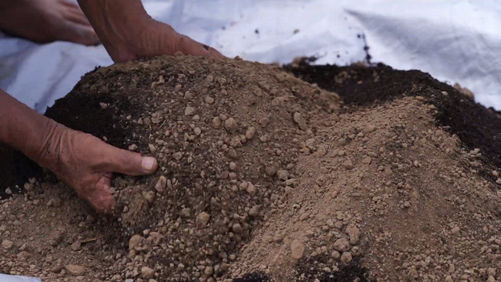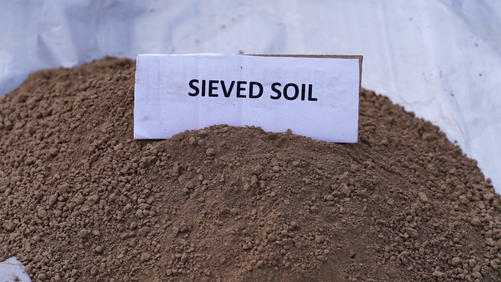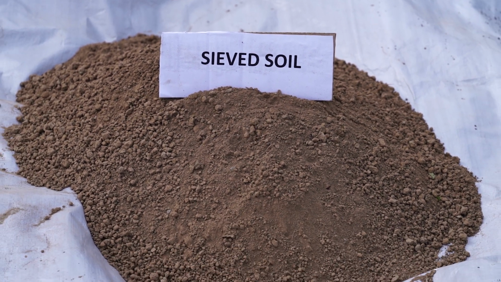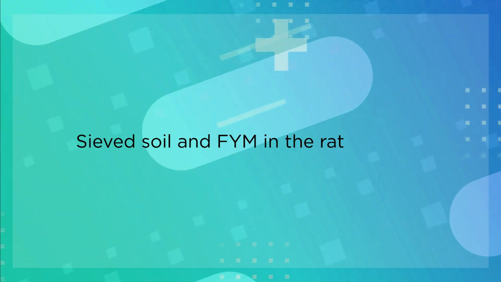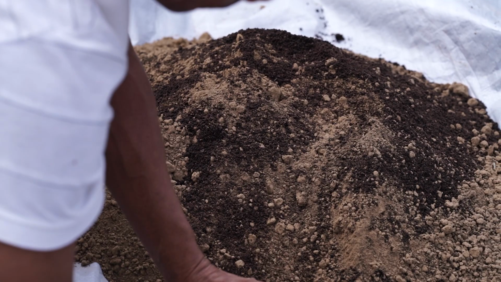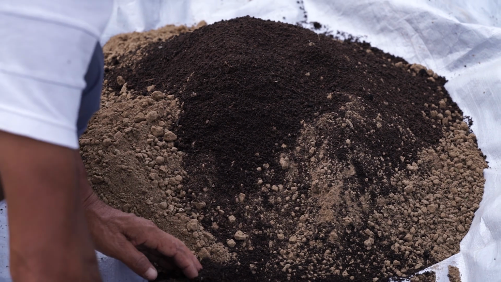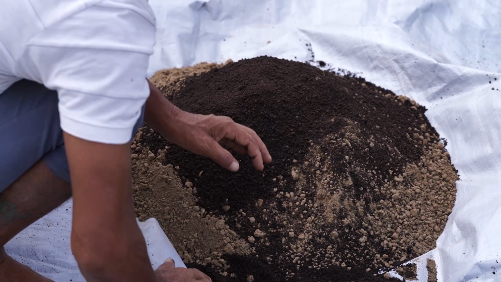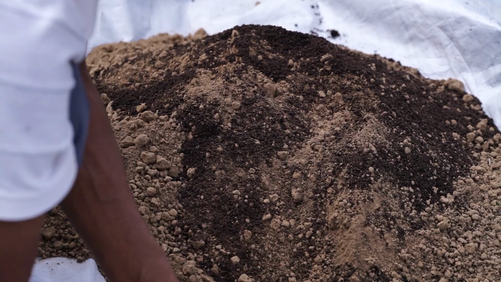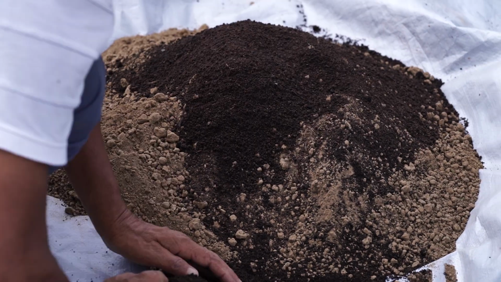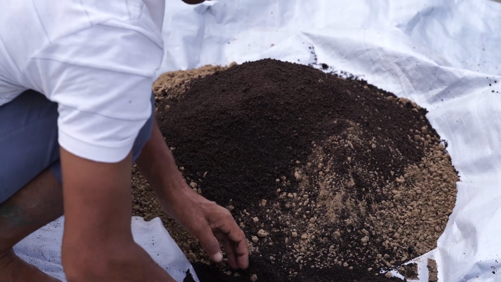Preparation of the soil mixture. Sieved soil, particle size less than 4 to 5 mm, is mixed with farmyard manure in the ratio of 2:1. The FYM is also crushed to ensure homogeneous mixture. The mixture should be free from stone or any other foreign objects.